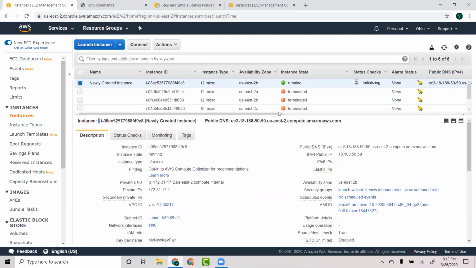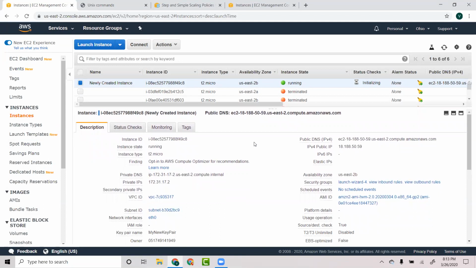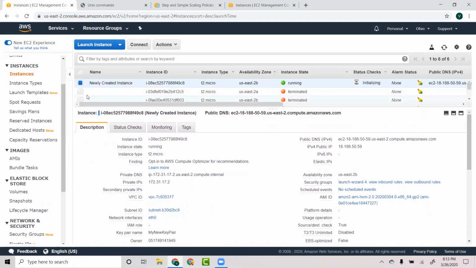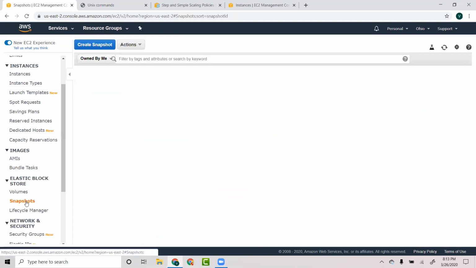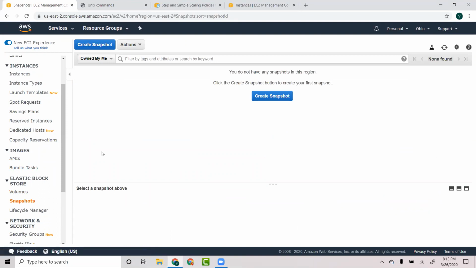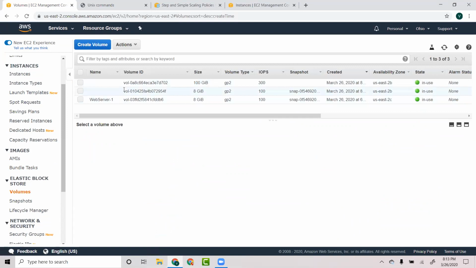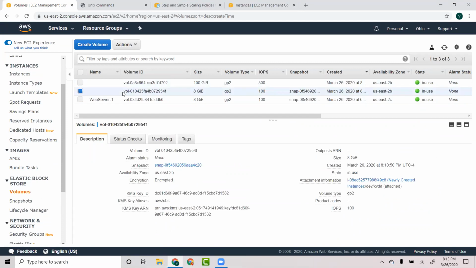Your vocabulary is a little wrong, but let me go there. Okay. See, this is an EC2 instance, right? Newly created instance. Let's go to volumes here. So these are the two volumes that got created. Let's go to snapshots here. There's no snapshots. Okay. So it's not the snapshots, it's volumes. So these two volumes are what we need to answer, I think, Ravi's question.